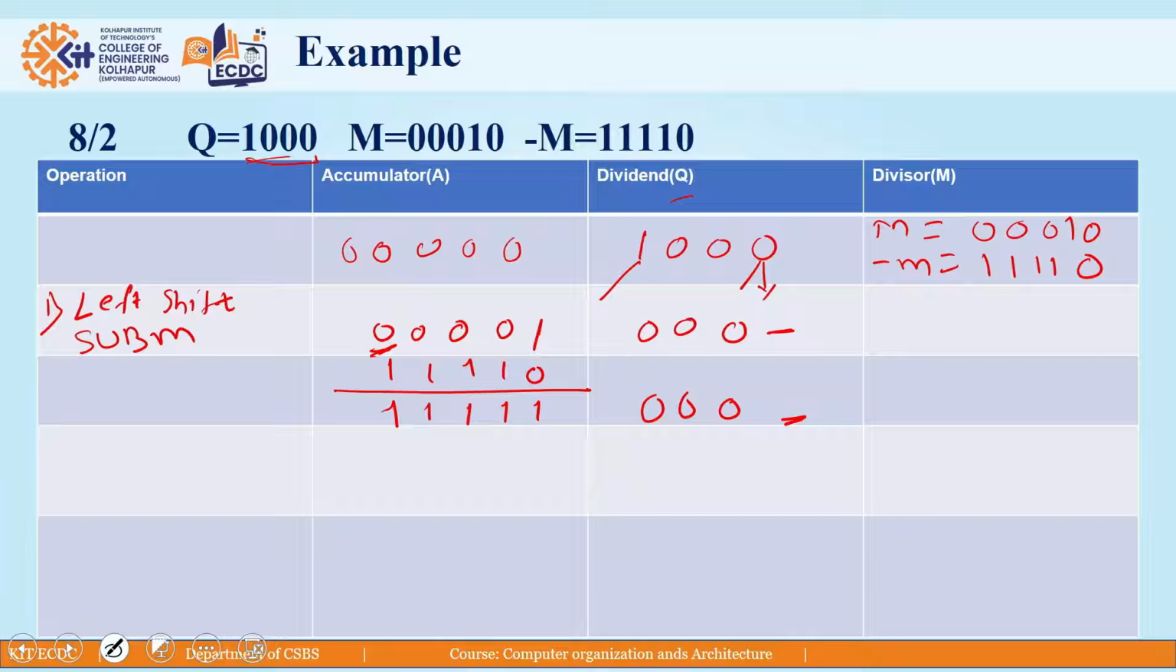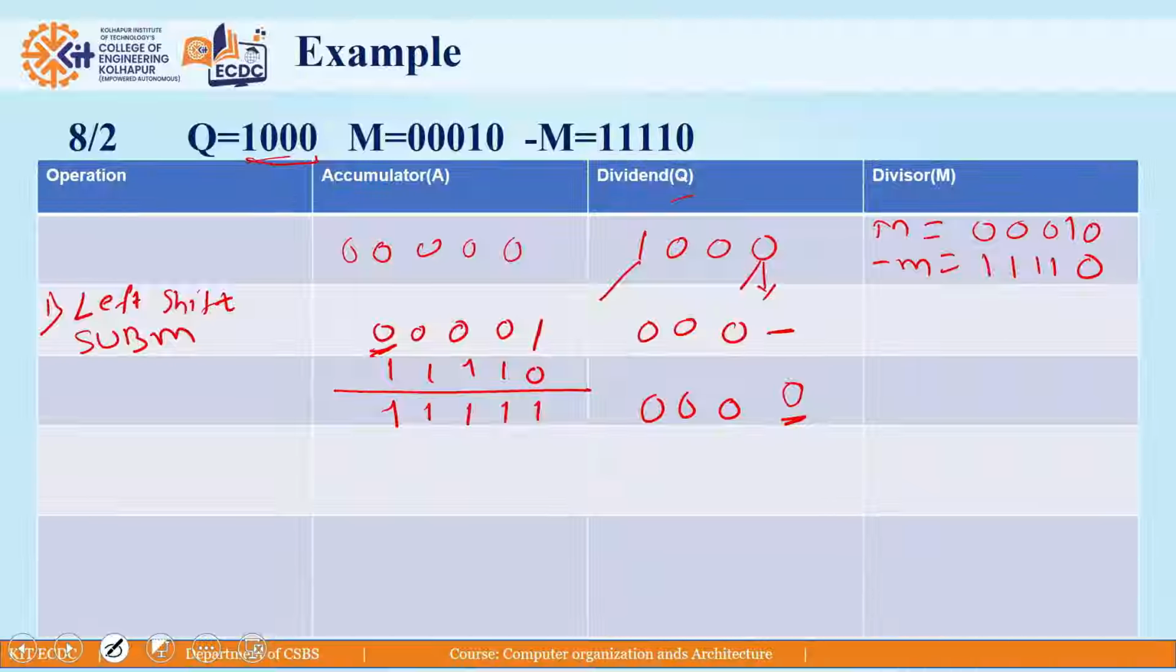Now, what about this bit? We take the 1's complement of this number, sorry, not 2's, it should be the 1's complement. What is the 1's complement of this one? It should be 0. So in the first step we get the answer 11111 and 0000.